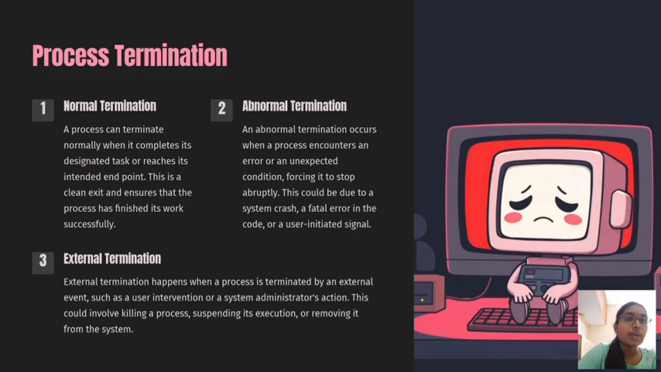Abnormal termination. An abnormal termination occurs when a process encounters an error or an unexpected condition, forcing it to stop abruptly. This could be due to a system crash, a fatal error in the code, or a user initiated signal. External termination. External termination happens when a process is terminated by an external event, such as a user intervention or a system administrator's action. This could involve killing a process, suspending its execution, or removing it from the system.